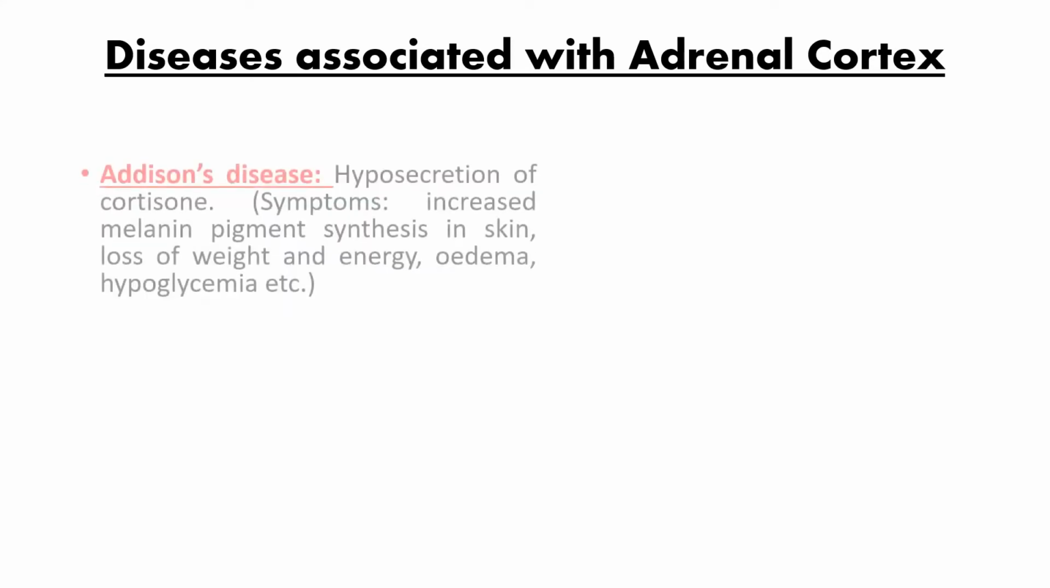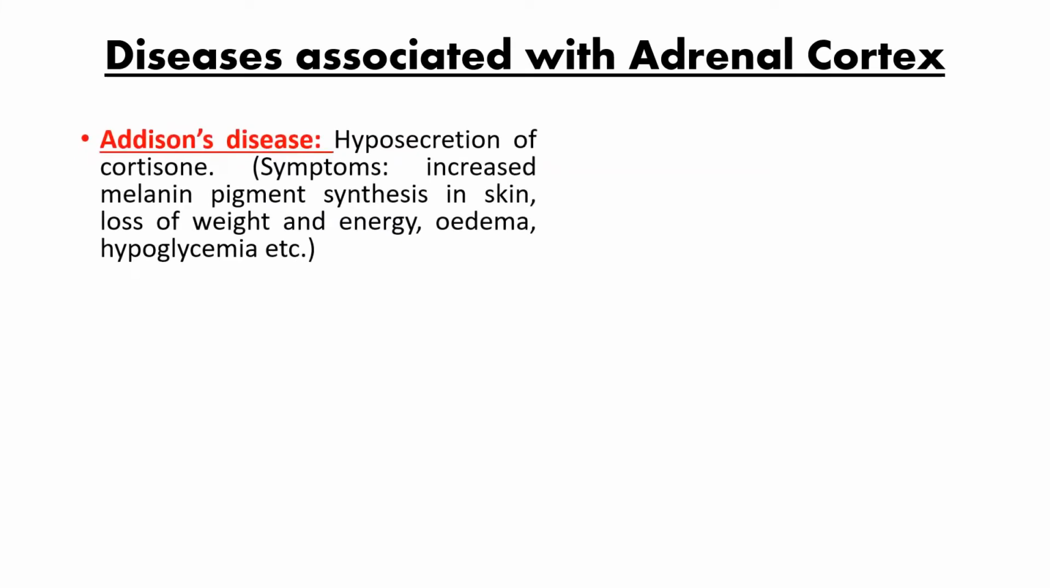Now, diseases associated with the adrenal cortex. We have learned that hypo or hypersecretion of any hormone may lead to certain diseases. So, if there is a hyposecretion of cortisone, that means under-secretion of cortisone in our body, what will happen? We will develop Addison's disease.